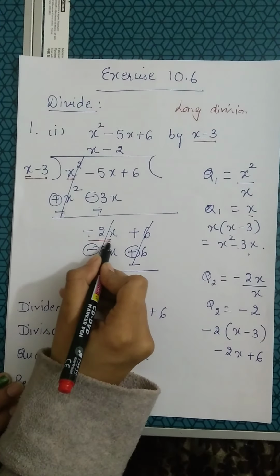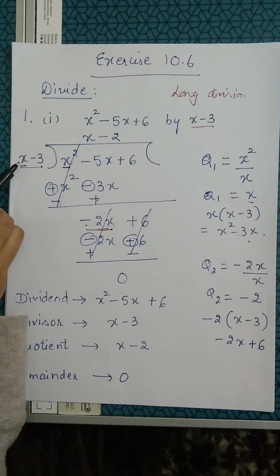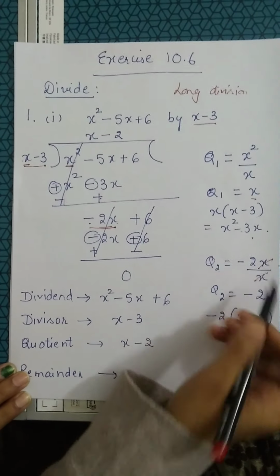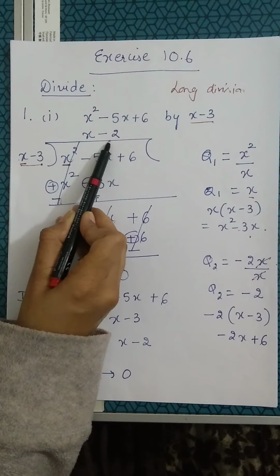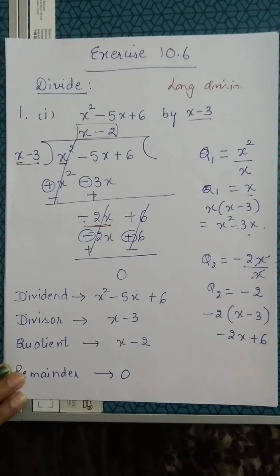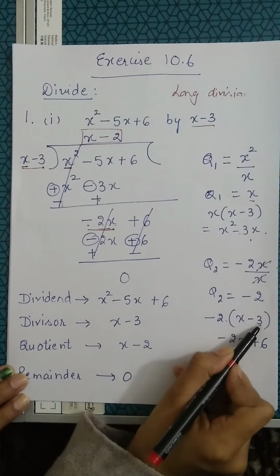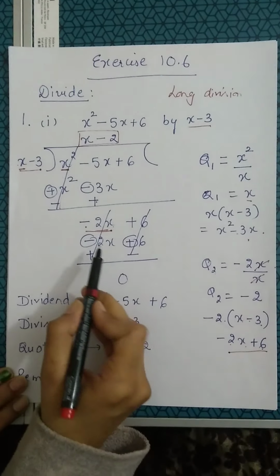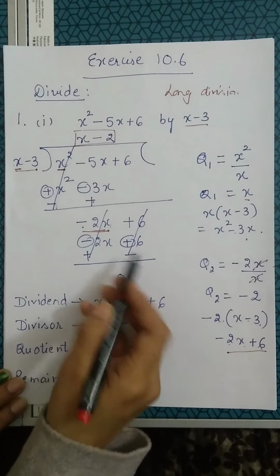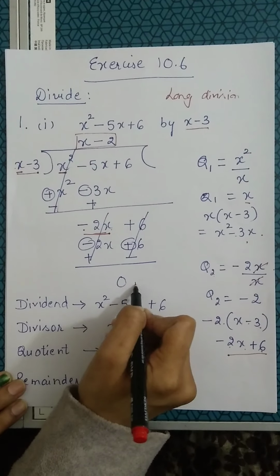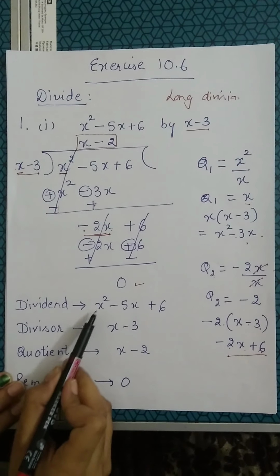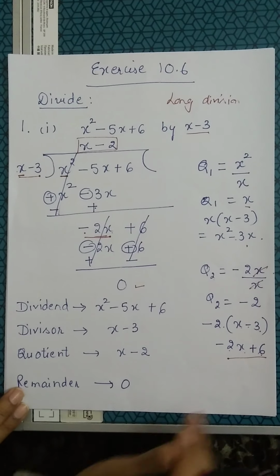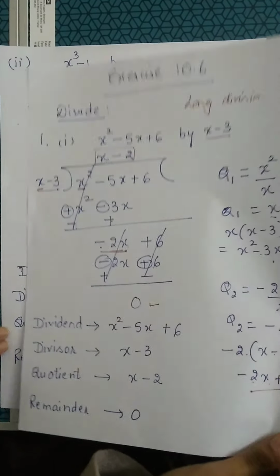Here the first term is minus 2x and here the first term is x. Now in order to find quotient 2, minus 2x will be divided by x. This will be cancelled, so the second quotient is minus 2. I will write this. So this is the quotient. Now this minus 2 will be multiplied by x minus 3. I will get minus 2x plus 6. I will write it here, and when I change the sign in subtraction, I get 0 as the remainder. So the dividend is x square minus 5x plus 6, divisor is x minus 3, quotient is x minus 2, and remainder is 0. Let us try a few more questions here.